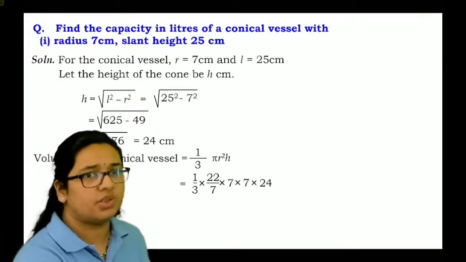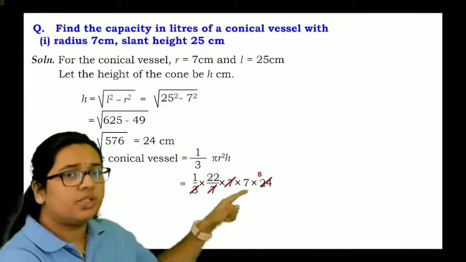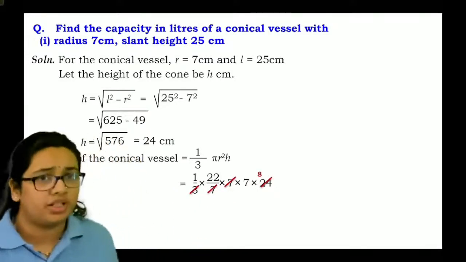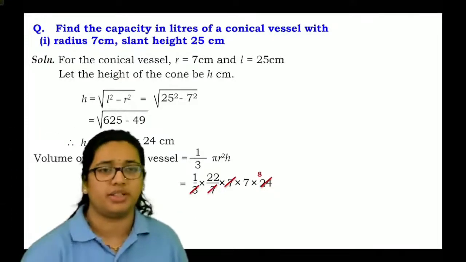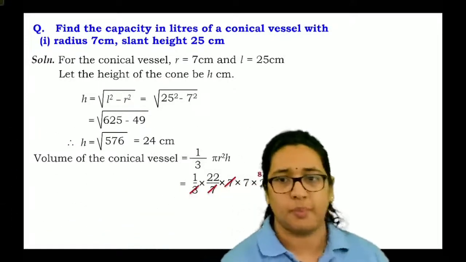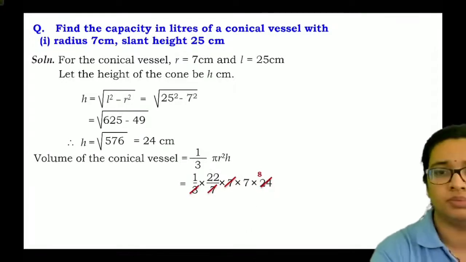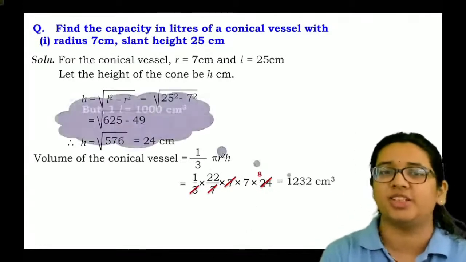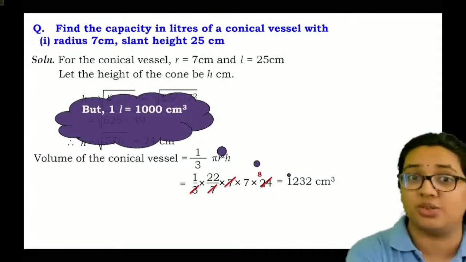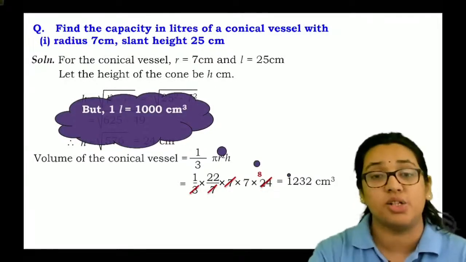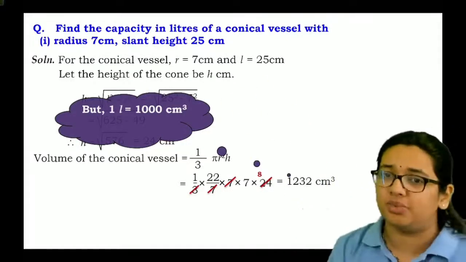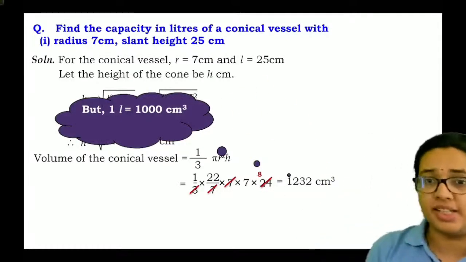Yes, 7 will get cancelled out, and 3 ones are 3 8s are. It means that you just have to calculate the answer 22 into 7 into 8. That's it. Okay, good. So the answer will be 1232 cubic centimeter, because all the dimensions you were getting were in centimeters.